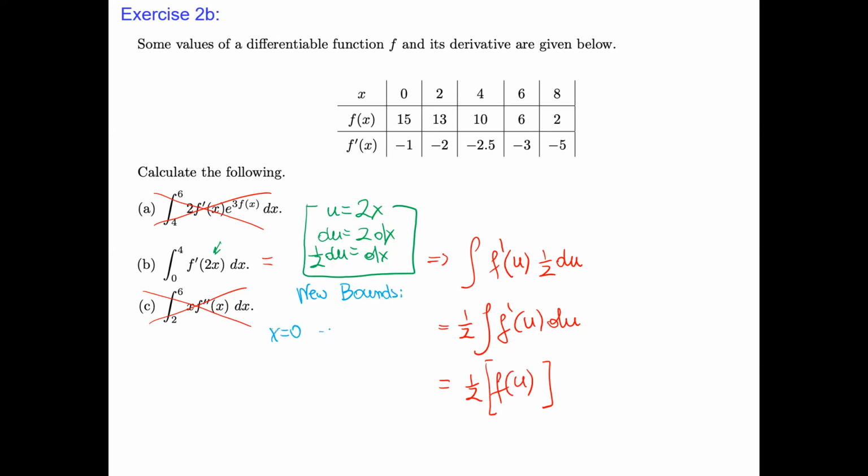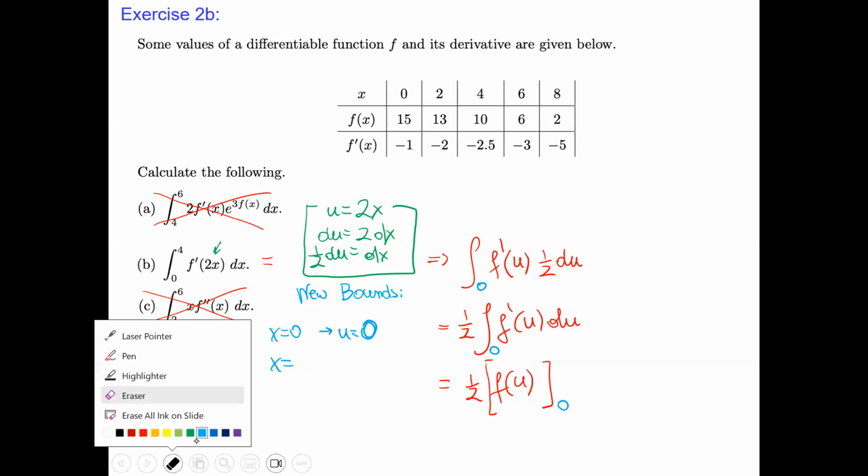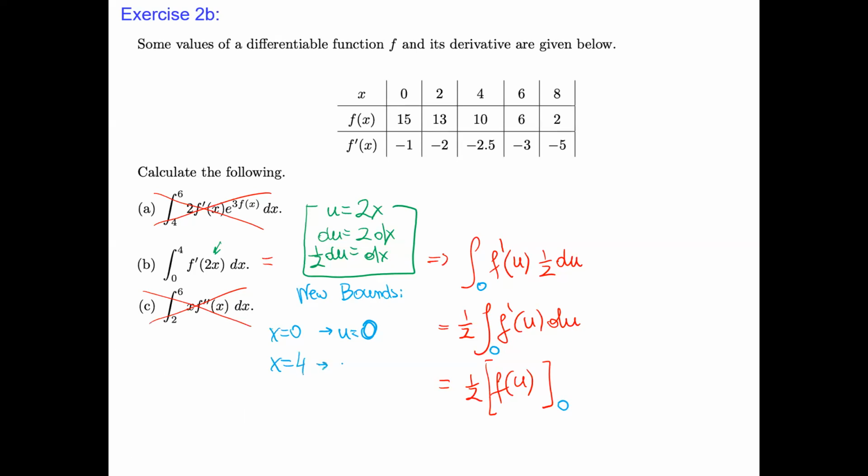When x was 0, then u will be 2 times 0, also 0, but it's a new 0. If x was 4, u will be 2 times 4, which is 8. Now let's use the fundamental theorem of calculus: f of 8 minus f of 0.